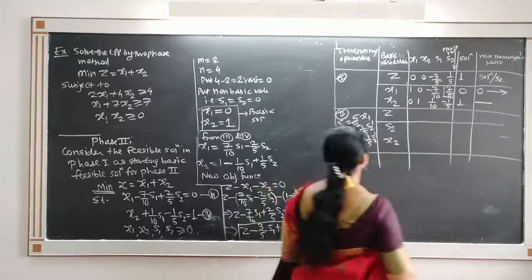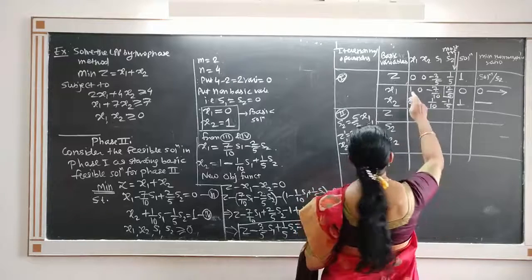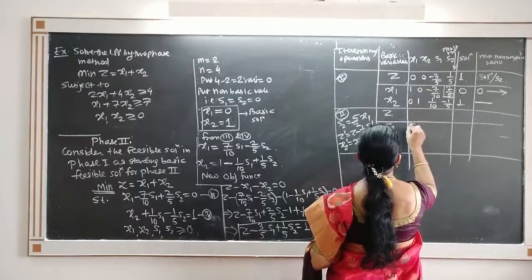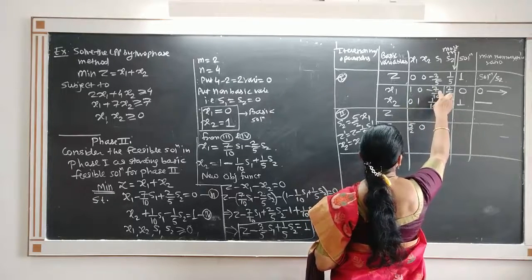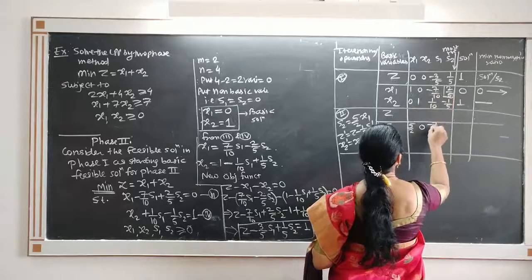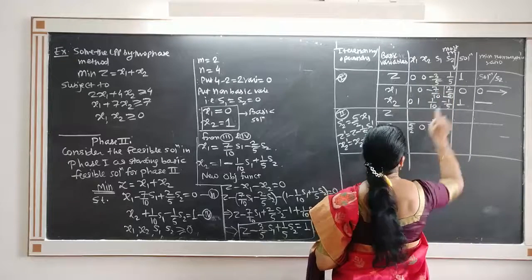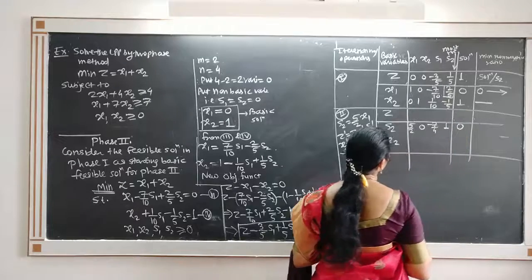So do the operation. We are multiplying S2 row by 5 by 2. So multiply this row by 5 by 2. The first element becomes 5 by 2, 0. If you multiply this by 5 by 2, it becomes minus 7 by 4. Multiplying by 5 by 2 becomes minus 7 by 4. Multiply by 5 by 2, 1. Multiply by 5 by 2 gives 0.